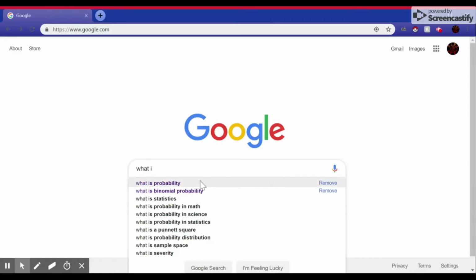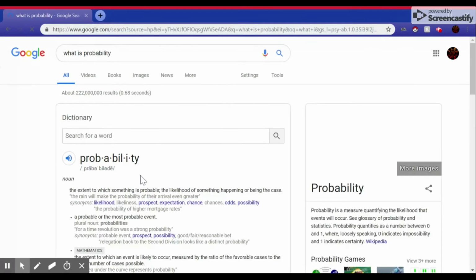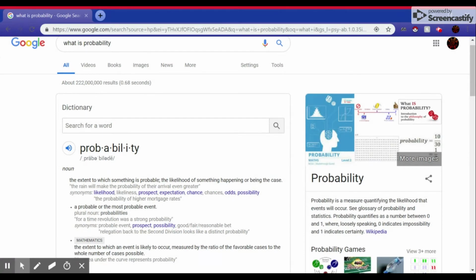First, what is probability? Well, according to Google, it's the extent to which something is probable, the likelihood of something happening or being the case. If you're confused, don't worry, I am as well. It basically means the chance of something happening.